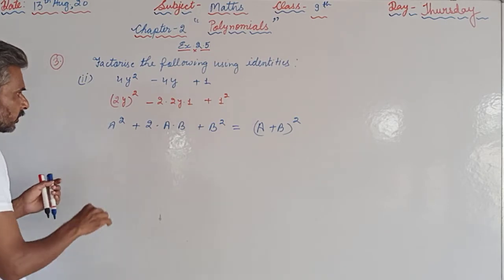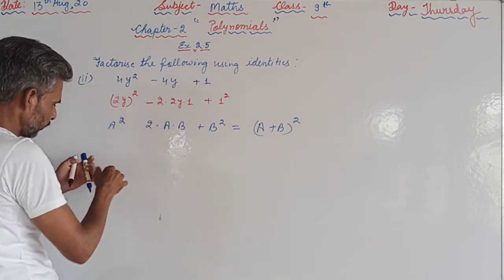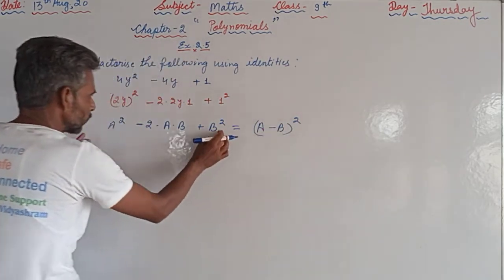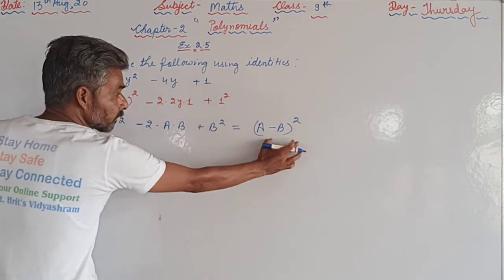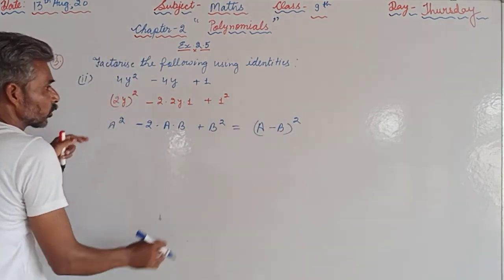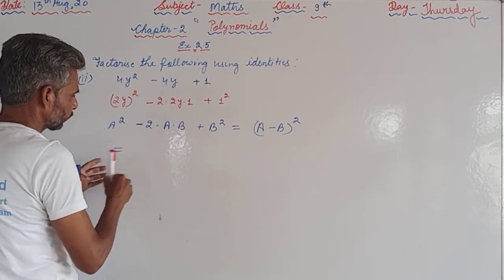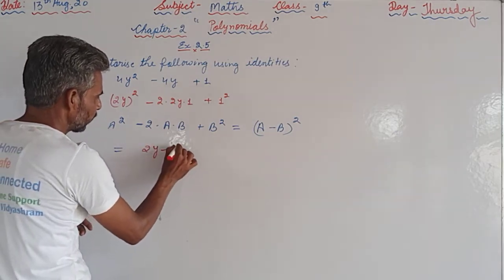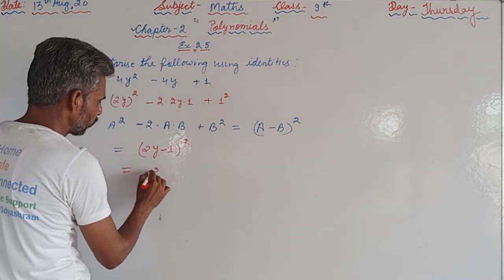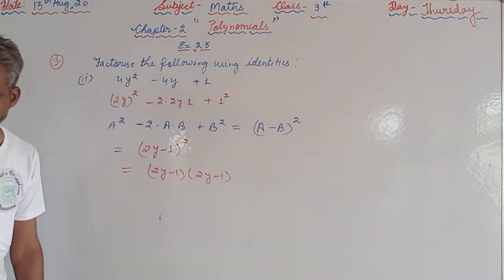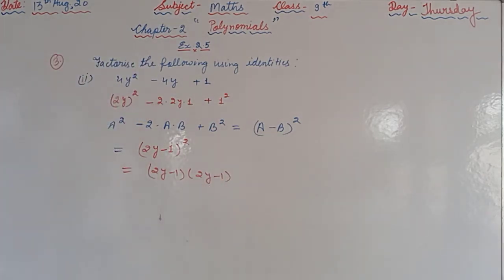So it resembles, but the problem is there, here there will be minus sign. If minus sign is here, then here again will be minus sign. So that resembles this. So the answer will be on the right hand side, a minus b whole square. So what is a here? That is 2y. What is b here? That is 1. So the answer will be 2y minus 1 whole square, or we can write 2y minus 1 into 2y minus 1. That has been factorized. Now we will proceed to the next question, or we can take one more part, that is the third part.